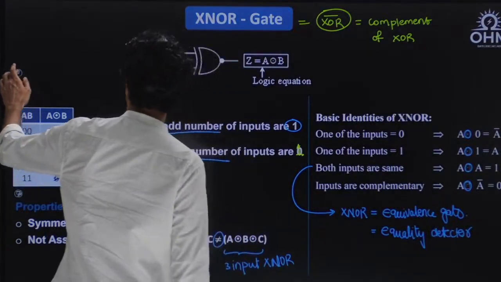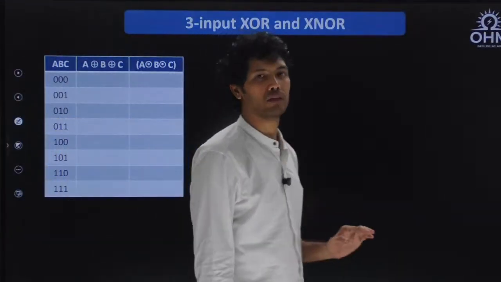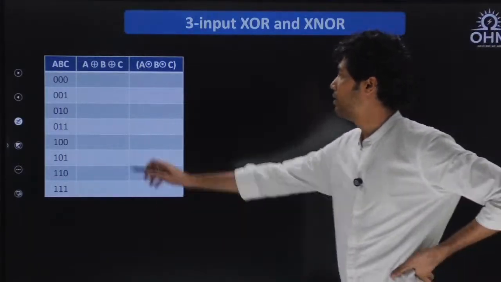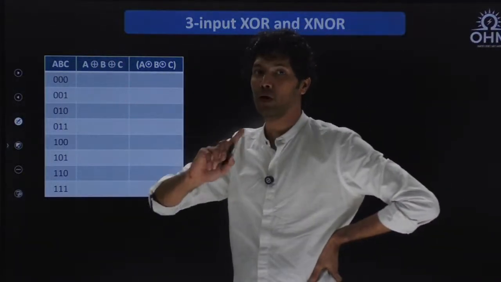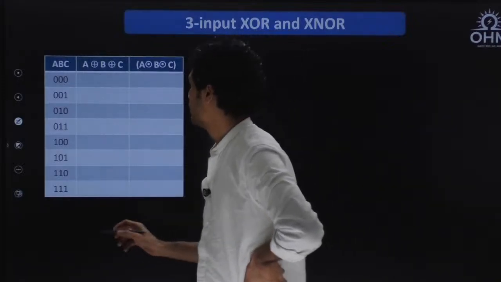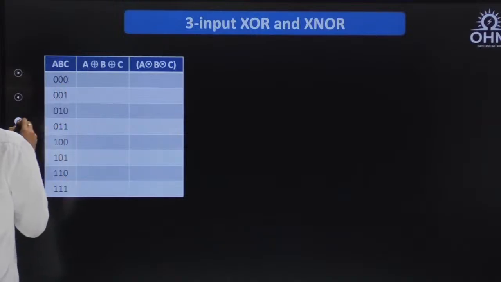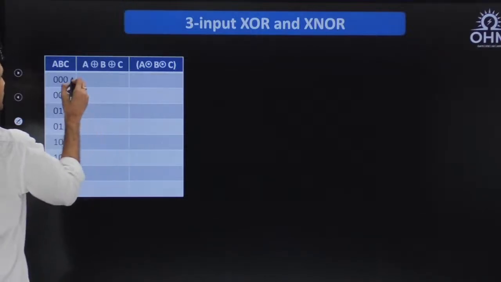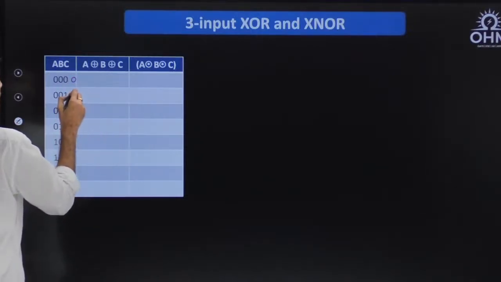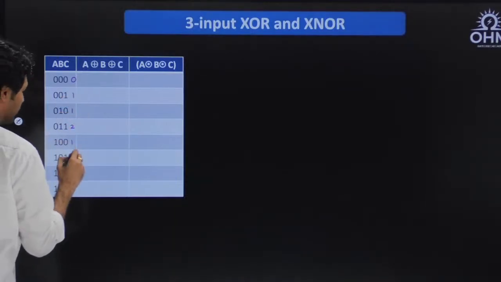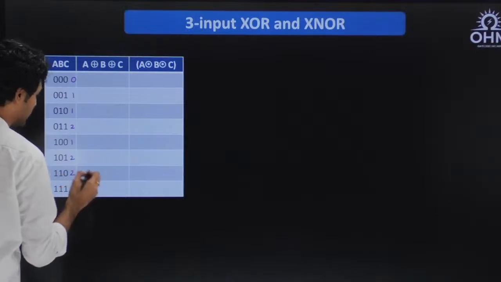Right? Next, we will do a small discussion on 3-input XOR as well as XNOR gates. So I have ABC inputs. Simply count the number of ones. I'm writing it on the side here. How many ones do we have here? In the first case, we have 0 ones. Here we have 1, then 1, 1, then 2 ones. I see 2 ones here, 2 ones, 2, and lastly 3 ones.